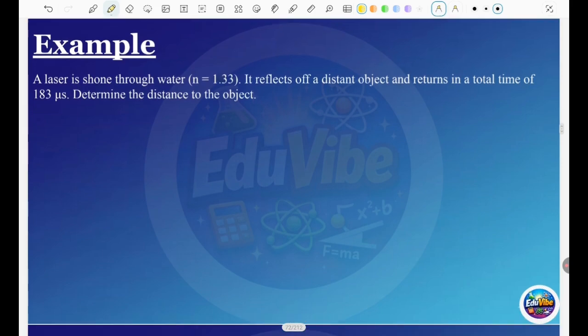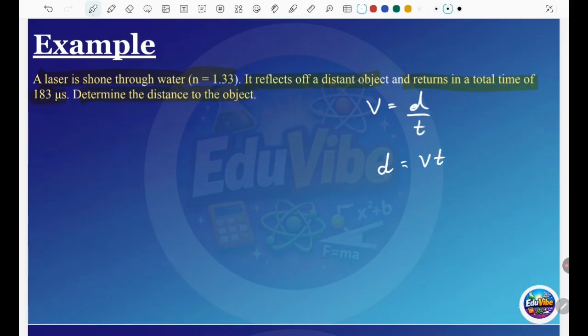Like in this example, a laser is shone through water. Water has an index of refraction of 1.33. It reflects off a distant object and returns in a total time of 183 microseconds. So determine the distance to the object. So we have to find the distance in this. You know that v is equal to d upon t, and distance is v times t. So we have time, but we don't have v. So we have to find v in this.